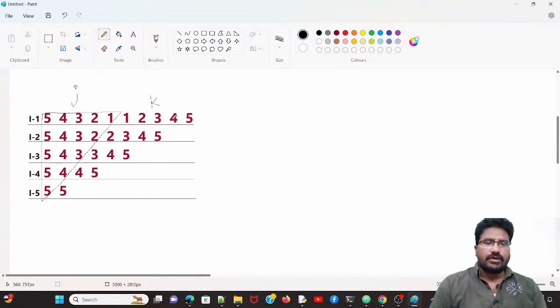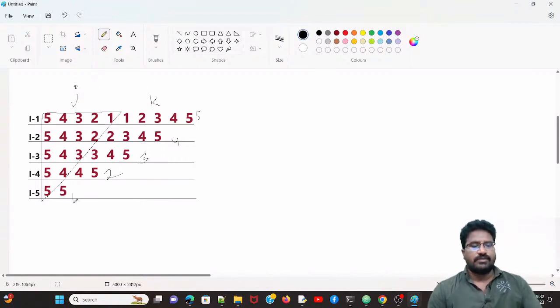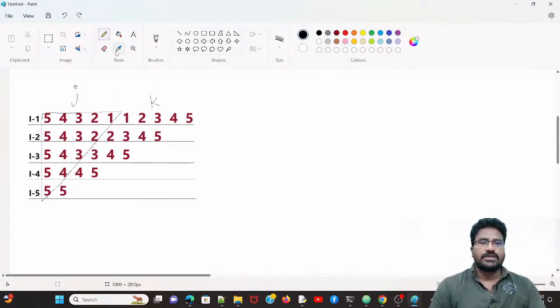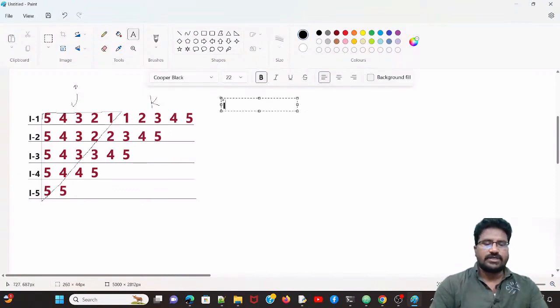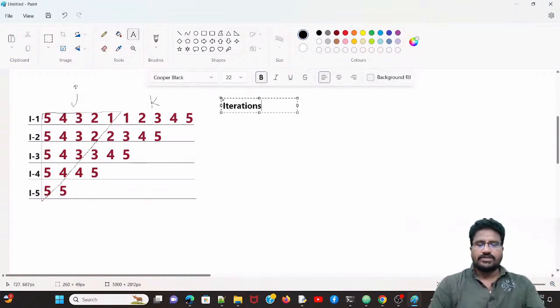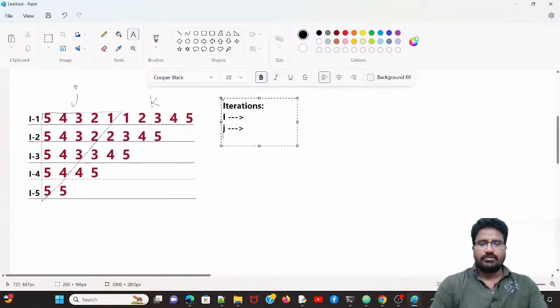So k first time 5, then 4, then 3, then 2, then 1 iterations. I am saying first 5 iterations, then 4 iterations, then 3 iterations, then 2 iterations, then 1 iteration. Okay, that's fine. Let's write the iterations now. All of you observe. When i value is 1, what about the j and what about k, right?